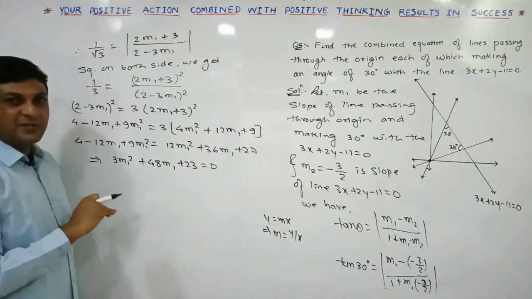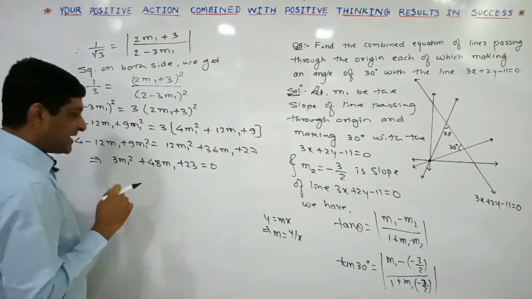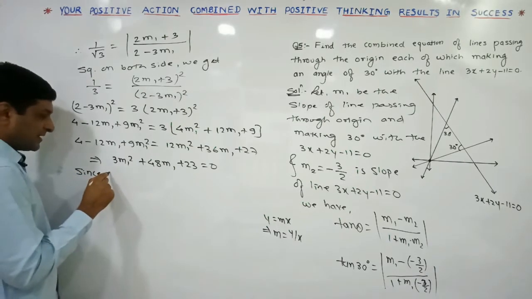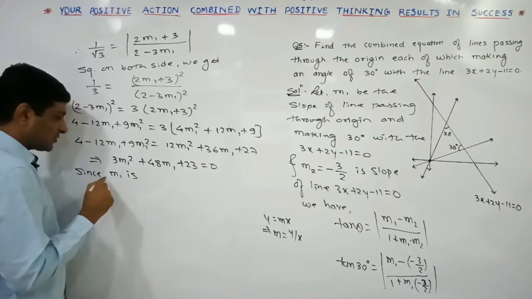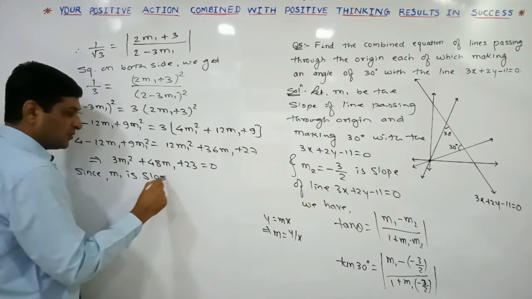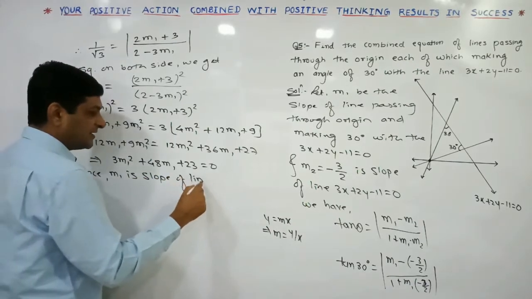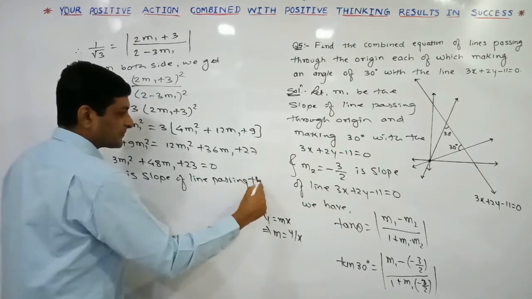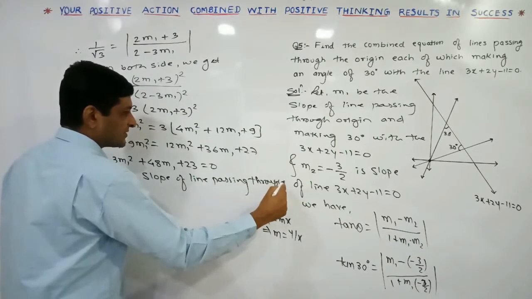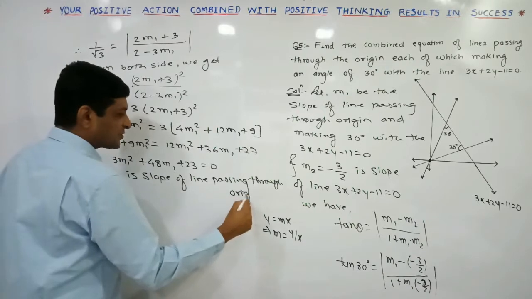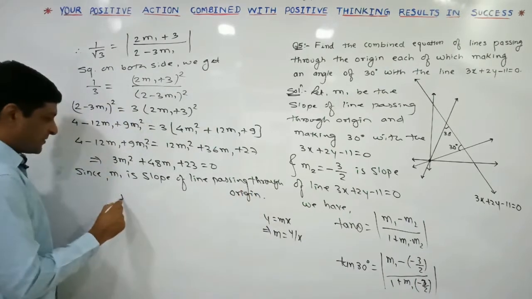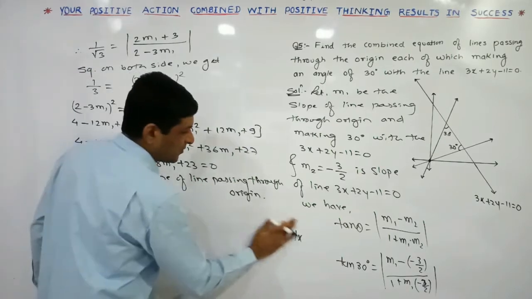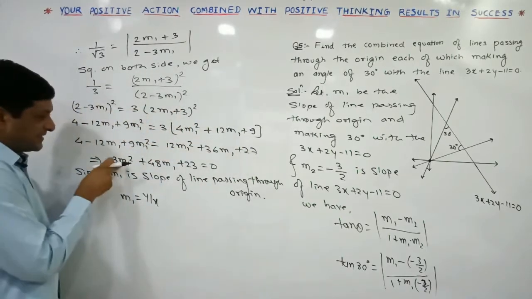Now we are trying to convert this equation in terms of what? X and y. So give the reason here. Since m1 is the slope of a line passing through the origin, that's why we can say that the value of m1 will be equal to what? y by x. Just now we have seen how we have got this value. So now replace m1 by y by x.